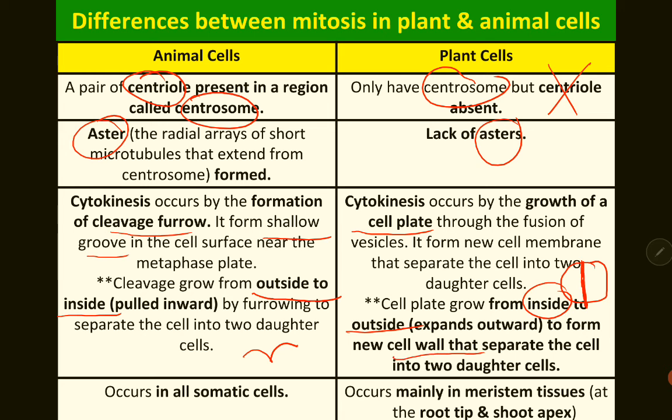In animals, mitosis occurs in all the somatic cells, while in plants it occurs mainly in the meristem tissue, which is the root tip and shoot apex. Remember, we say that the meristem tissue is young and immature cells. They keep continuing to undergo cell division. Other cells such as the permanent tissues, parenchyma, collenchyma, and sclerenchyma, do not undergo cell division.